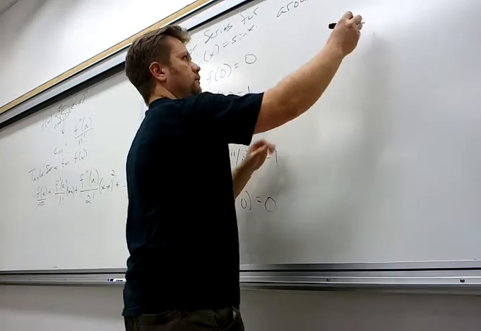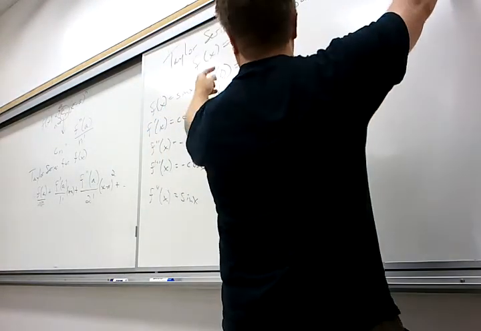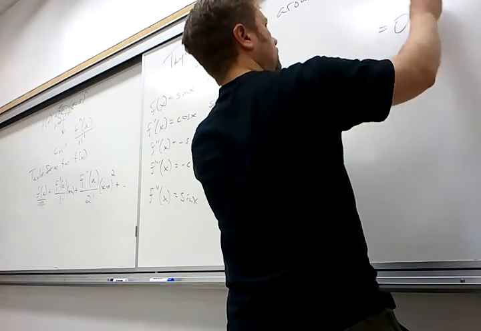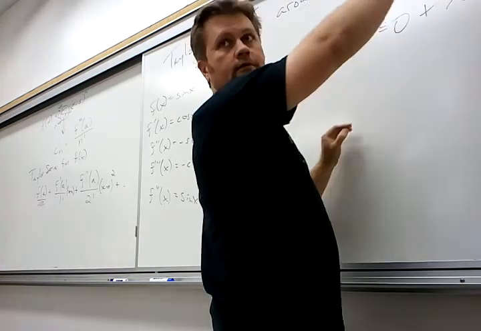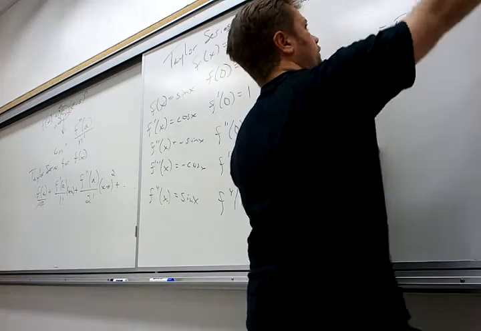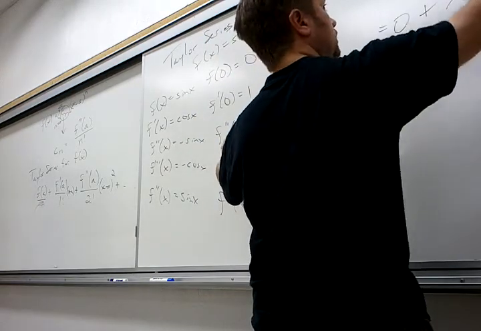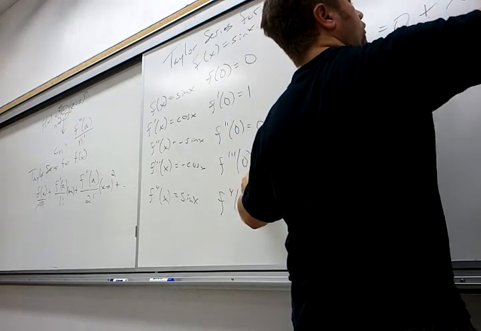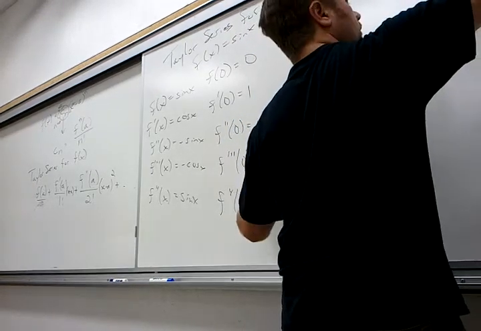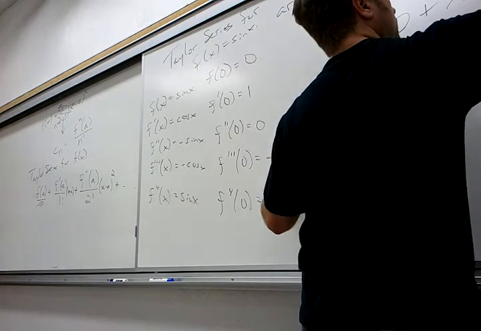So how does this thing come together then? f of 0 was 0, so that's 0. f prime of 0 is 1. 1 factorial is 1, so I get x. f double prime was 0. f triple prime was negative 1. 3 factorial is 6.